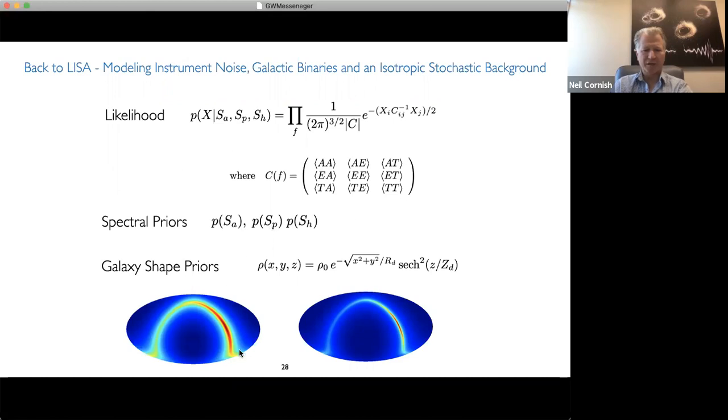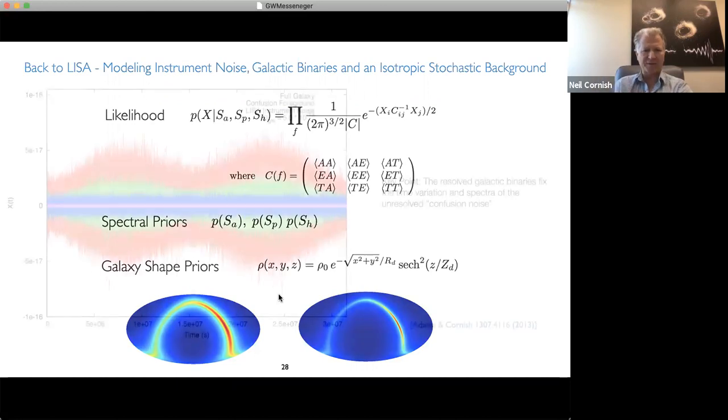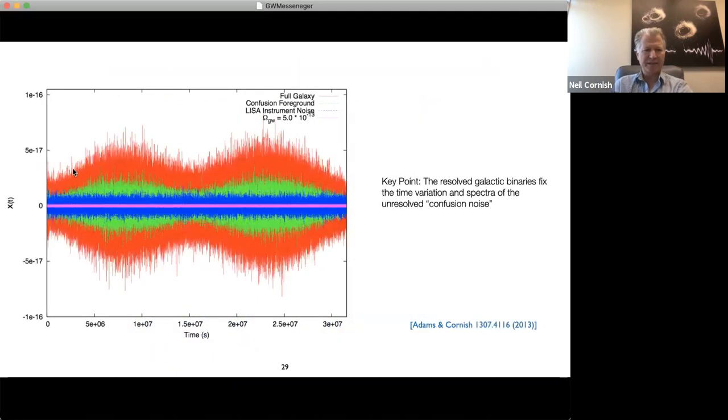You've also got the galaxy, which sort of has a level that varies with time, right? So here's the overall, here's the full galaxy. This is over a year. You see it's varying. You subtract out the bright signals, you get left behind with this green component. And then you've got the LISA noise, and then you also have a simulated gravitational wave signal in here, gravitational wave stochastic signal.